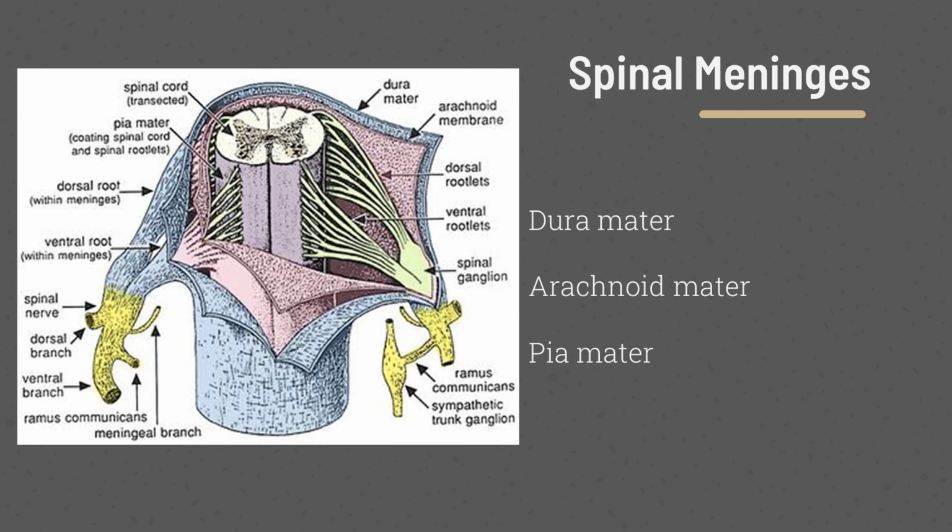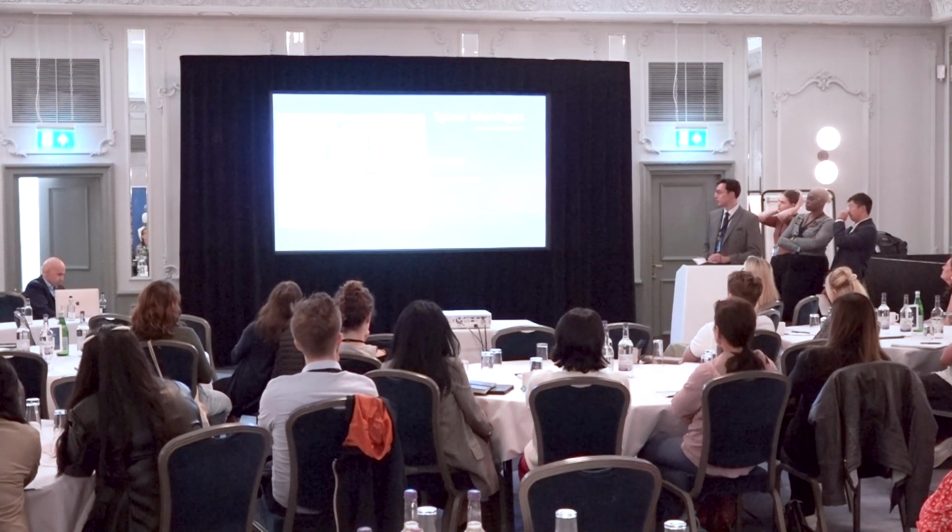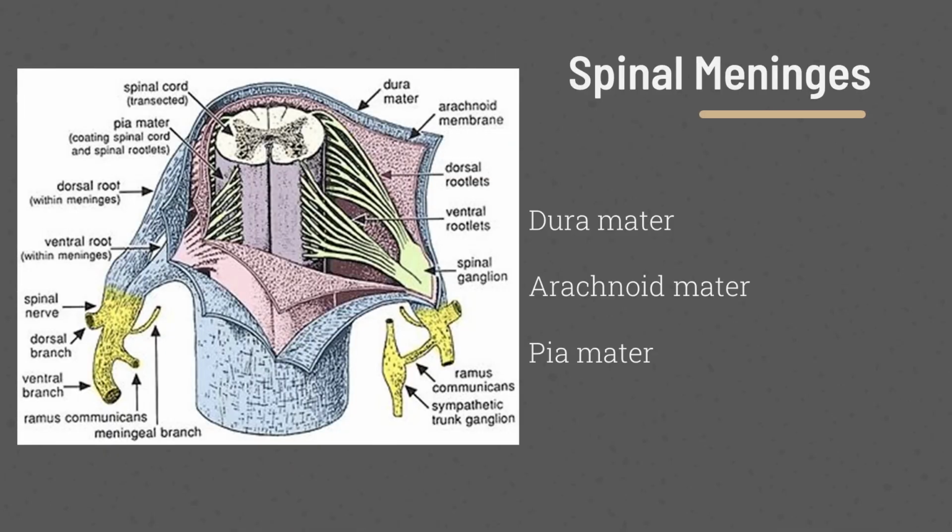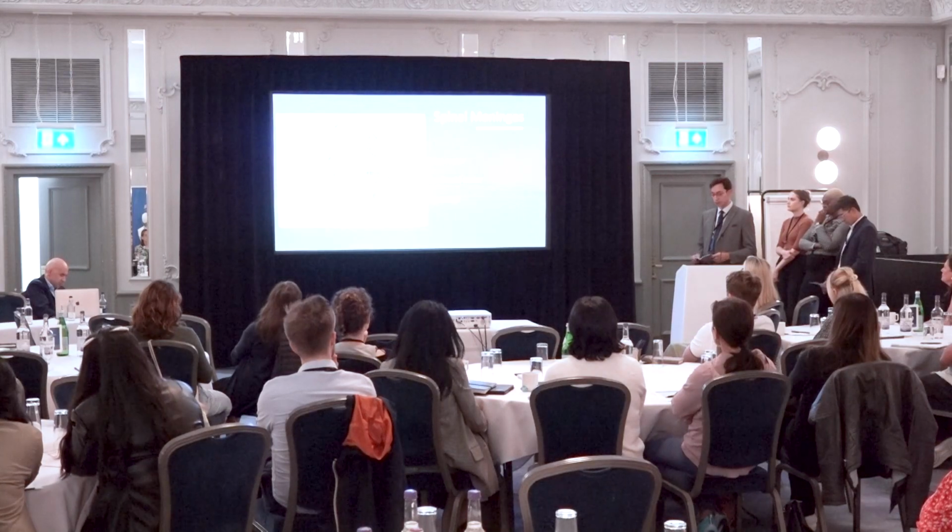The next layer is the arachnoid mater. You can see this on the diagram as being red. This is an avascular layer which contains the CSF. That's the target of a lumbar puncture. The final layer is the pia mater, which is a very thin layer of the meninges, very tightly adhered to the spinal cord. And in between nerve roots, the pia thickens to form denticulate ligaments, which act to suspend the spinal cord in the vertebral canal.